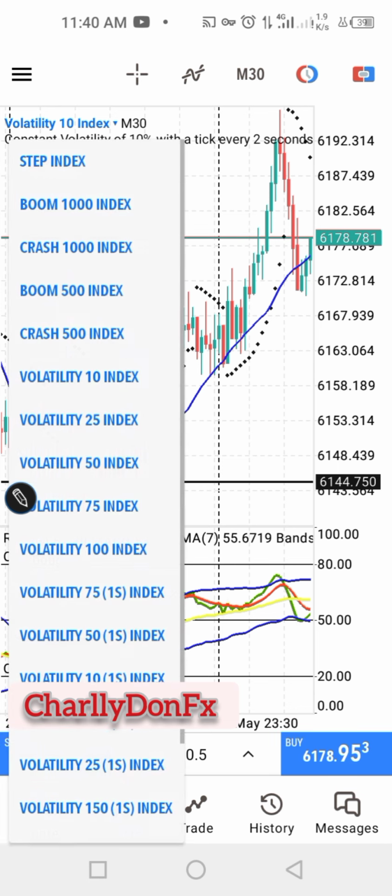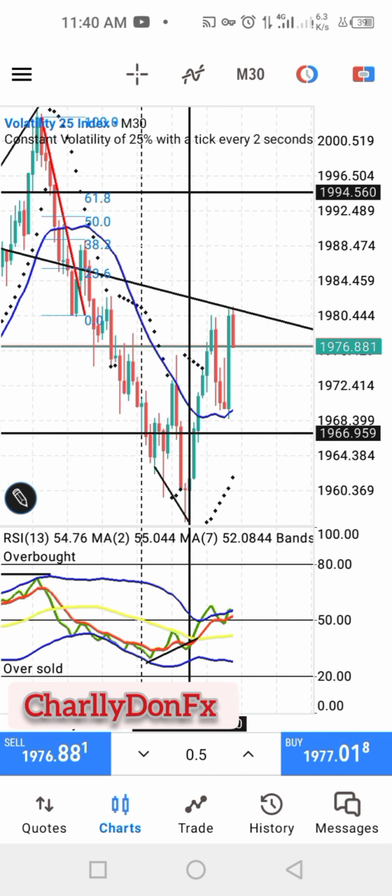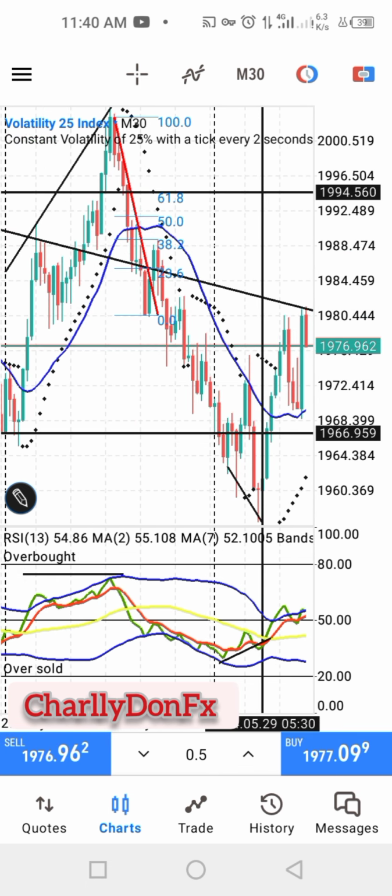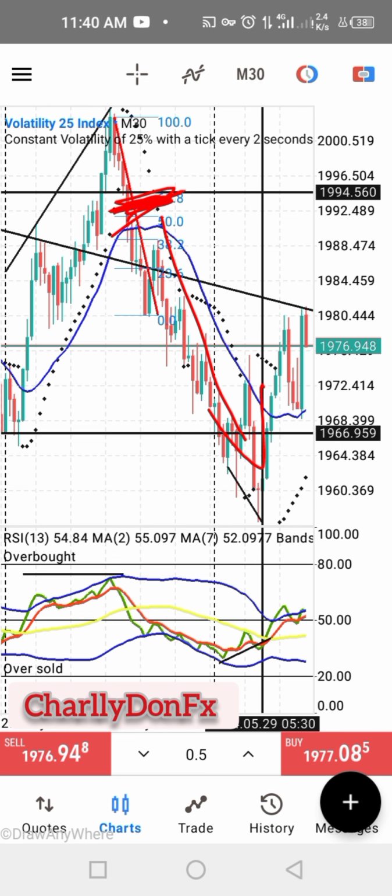Just like yesterday's trade, that was a V25, guys. I gave the signal and made the trade all the way from this point to this take profit. That's quite a lot of money. I told you guys that the market would get to this point, then make its way up.